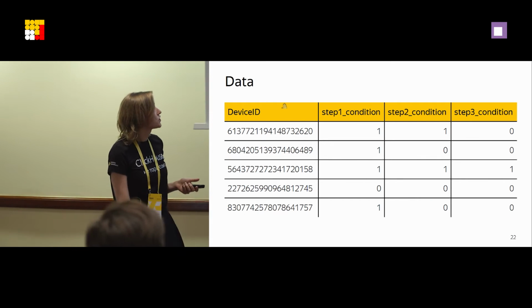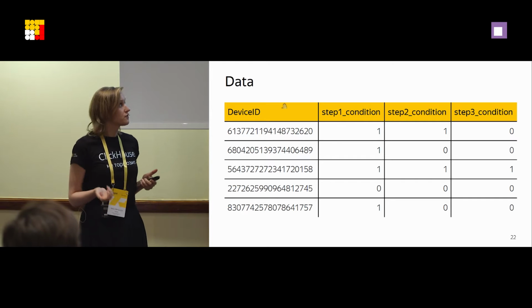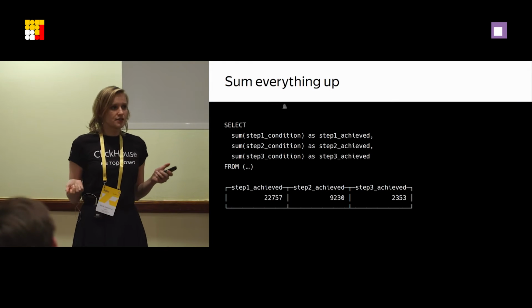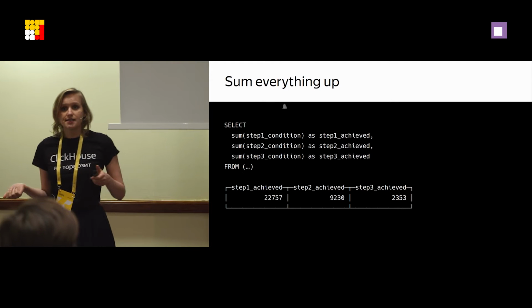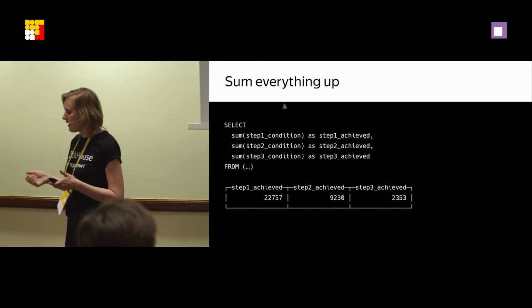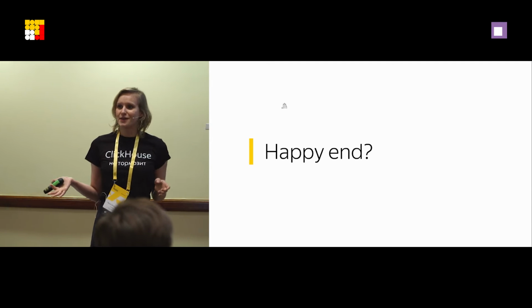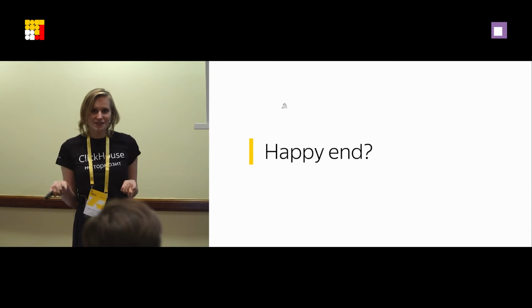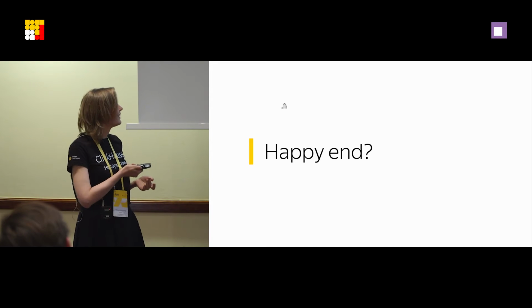As a result, we get such a table where for each device we determine whether this device achieved each of the steps or not. So to get the final result, we just need to sum everything up, and we have the number of devices that achieved each of our steps. So what do you think? Is it our happy ending? Of course not, because if it was so simple, there wouldn't be any presentation about it.